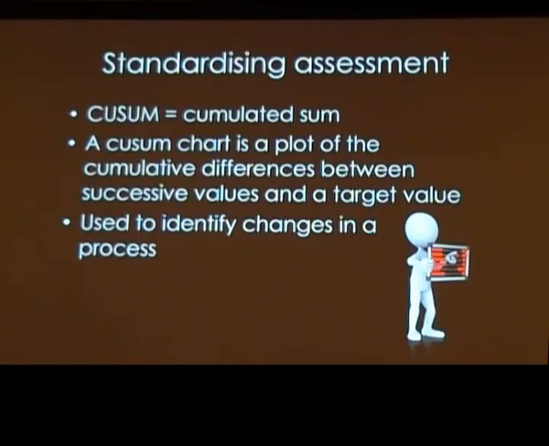So a CUSUM chart, which is the plot that you generally get when you're looking at CUSUM, shows cumulated differences between successive values and a target value. Whenever you look at a CUSUM chart, you always want it to be going down. You want to see that line going downwards. It can often be used to identify changes in a process.